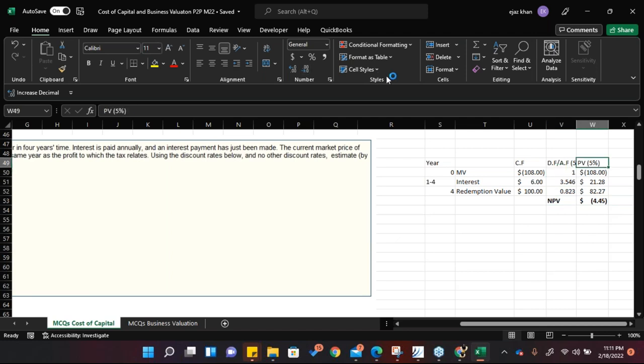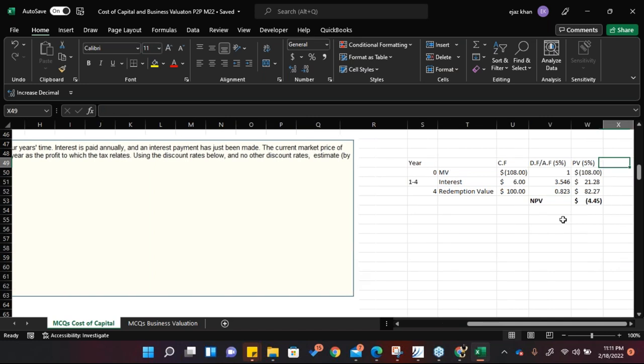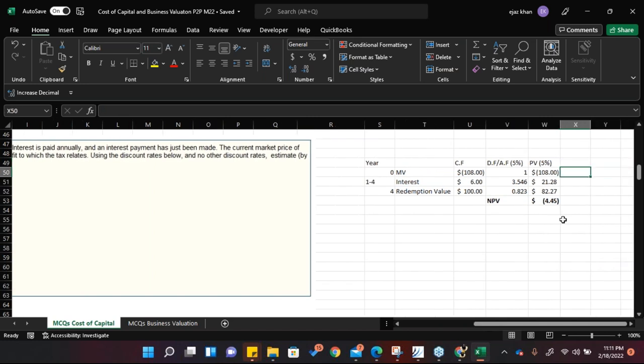So what do you people think? What should the next rate be? Should it be higher than 5%? Or lower than 5%? It should be lower than 5%, as we have already got a negative NPV at 5%. So if I increase this rate, the NPV will be further negative. So I won't be increasing this rate. I'll be getting a lower rate to find out the next net present value.